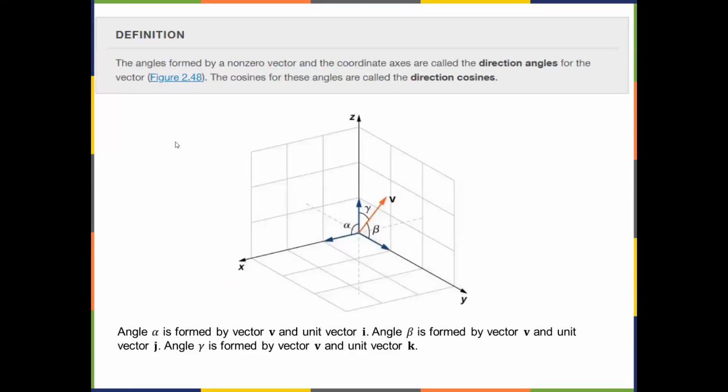All right. So the next definition says the angles formed by a non-zero vector and the coordinate axes are called the directional angles for the vector. The cosines of the angles are called the directional cosines. Angle alpha is formed by vector v and unit vector i. Angle beta is formed by vector v and unit vector j. And angle gamma is formed by vector v and unit vector k. And there's our cute little drawing that, if you stare at it long enough, the box will flip sides. I don't recommend it, but there it is.